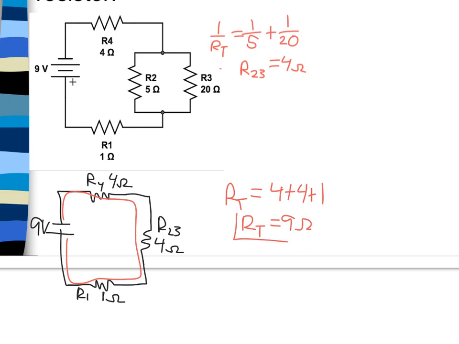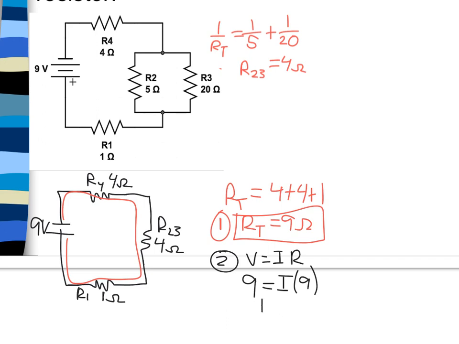So that's going to be our first step here in this process, is breaking that down and finding the total resistance. Our second step is we're going to go ahead and use that total resistance to get the current leaving the battery. So I'm going to go back to Ohm's law. I'm going to say V equals IR. So 9 volts equals my current times my resistance, which is 9. And we find that the current here is just going to be 1 amp. So that means I have 1 amp of current leaving that battery and traveling through the circuit.